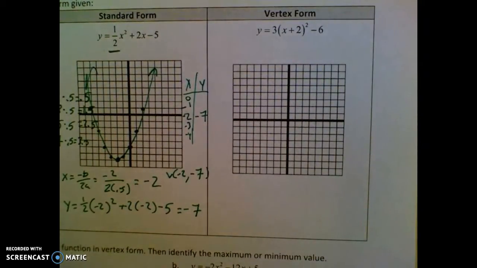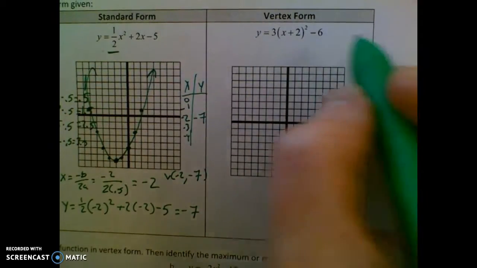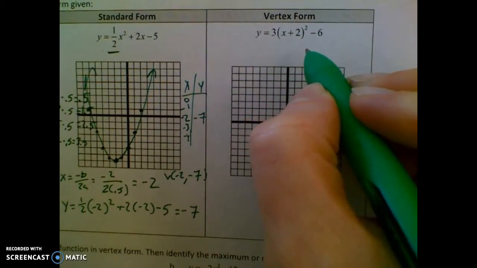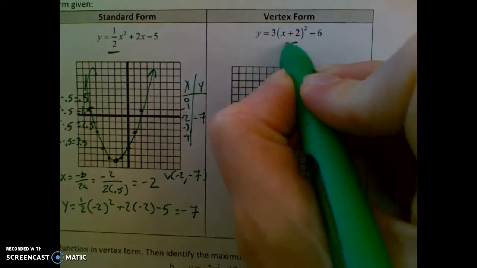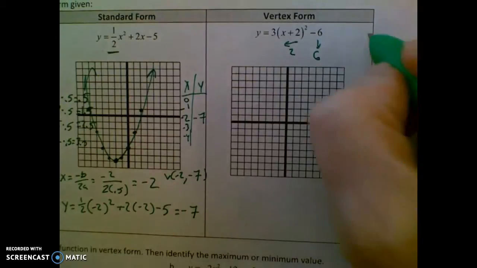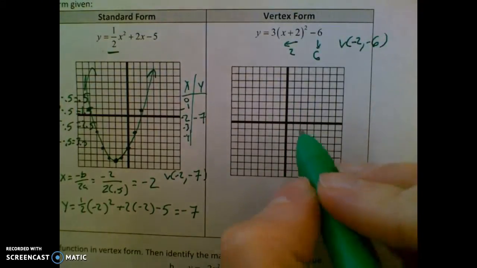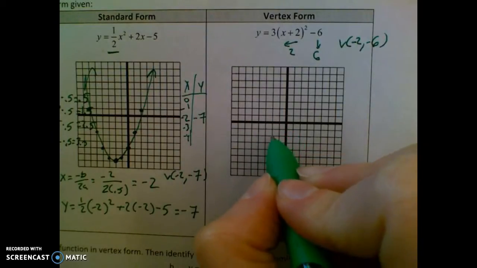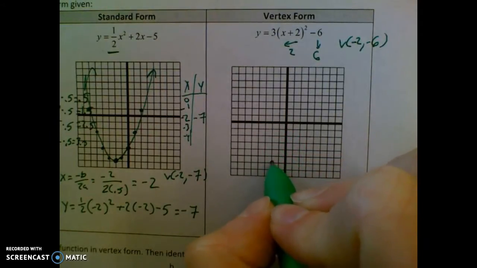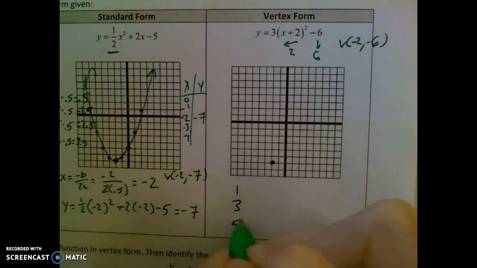The last one's in vertex form, which is the easiest to graph. Go up here to the equation and find your vertex. You should know transformations that this is going to move it left 2. This is going to move it down 6. So I should know that my vertex is -2, -6. But you can even just go left 2, 1, 2, and go down 1, 2, 3, 4, 5, 6. And this guy also follows a 1, 3, 5 pattern.